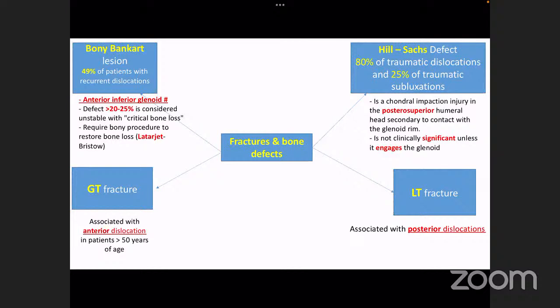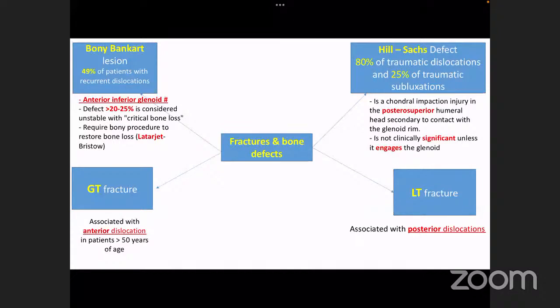So to define this injury, it's a chondral impaction injury, either in the anterior superior, but most commonly in the posterior superior humeral head, secondary to contact with the glenoid rim. It's not clinically significant unless it engages the glenoid. So it's significant when you have off-track engagement, off-track dislocation of the glenohumeral joint. And whenever you have an off-track lesion, the possibility of failure of the surgery and recurrence of the shoulder dislocation after surgery will be high. That's why in recent studies, people tend to do a CT scan after the surgery just to quantify how much of the off-track lesion is left, okay?